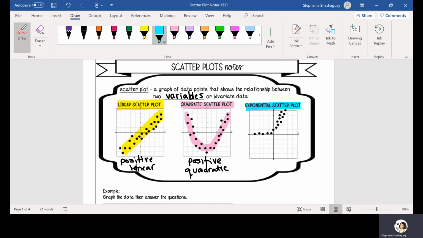Then finally, we have our exponential scatter plot. And I can see that as my x is increasing, so as my x goes up, my y is also increasing. So I have a positive exponential function.